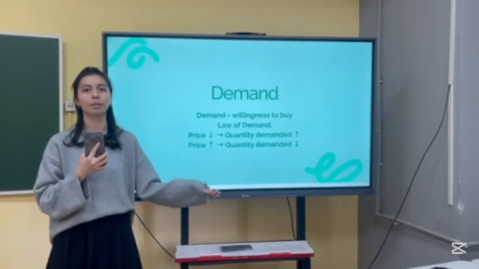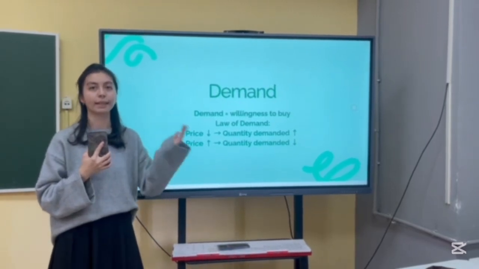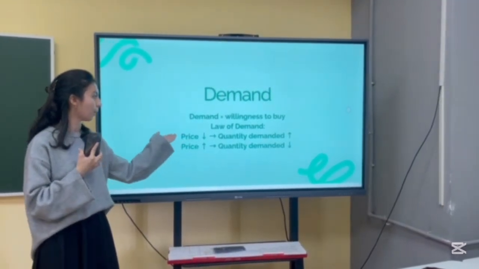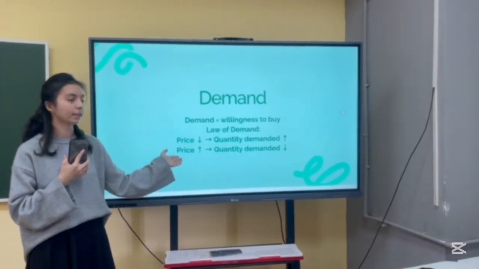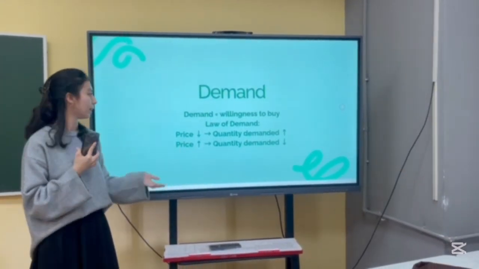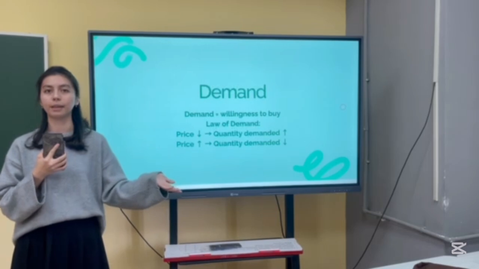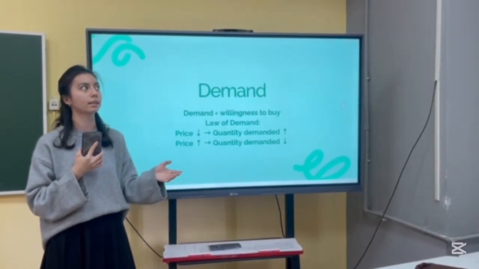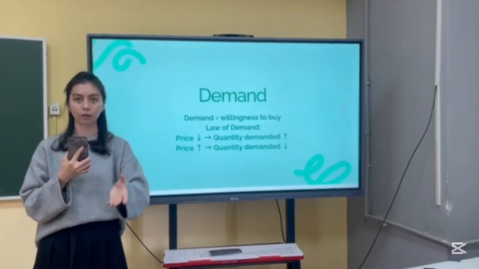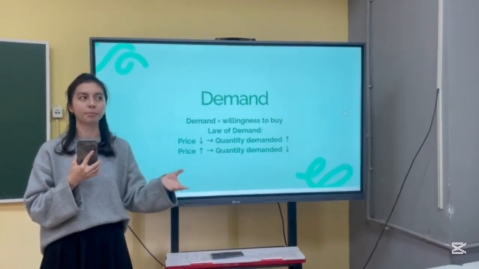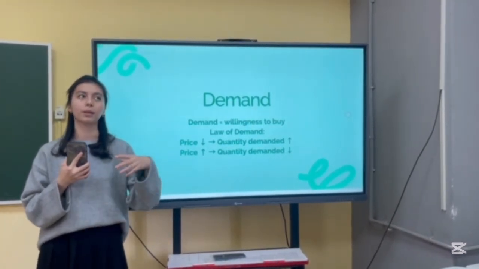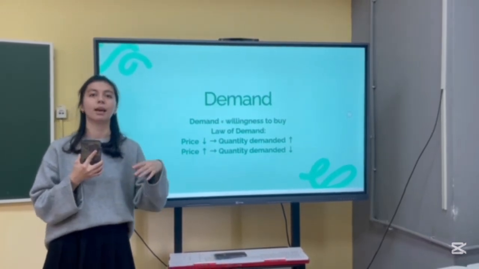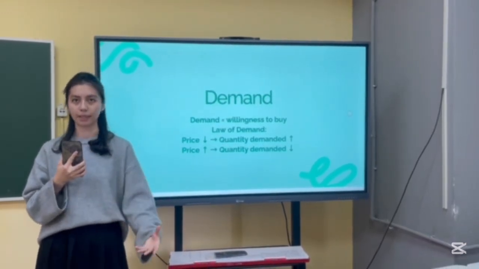Demand shows how much of a product buyers are willing and able to buy. The law of demand says that when prices go down, quantity demanded increases, and when prices go up, quantity demanded decreases. As an example, when the price of coffee increases, fewer people want to buy it, and when the price of coffee decreases, more people are likely to buy this product.